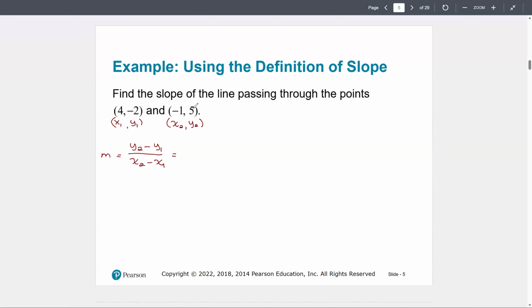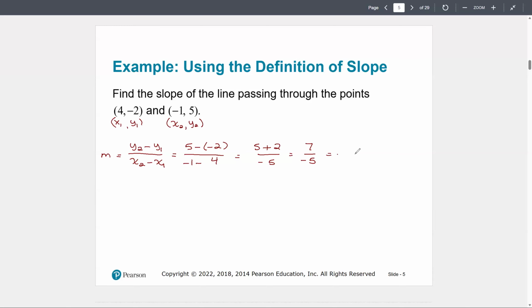So my y2 was this 5. My y1 is the -2. So we're subtracting a -2. So be careful when you are subtracting negatives or you're adding two negatives. Then we have our x2, which is the -1, subtract our x1, and our x1 is 4. So we're going to get 5 plus 2 on top is what that turns into. And on the bottom this is just going to be a -5. So this is positive 7 over -5.